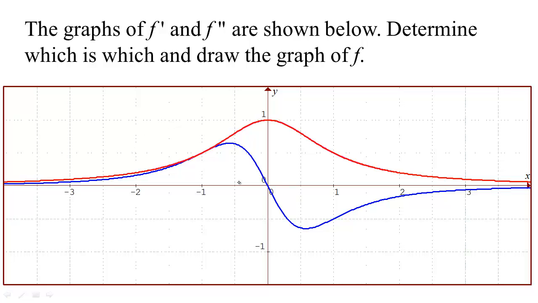So if I look at this, maybe this is f prime, but if it were, then it's got a level spot here. So the red one would have to be its derivative. Its derivative would have to be 0 there. So that's not going to work.